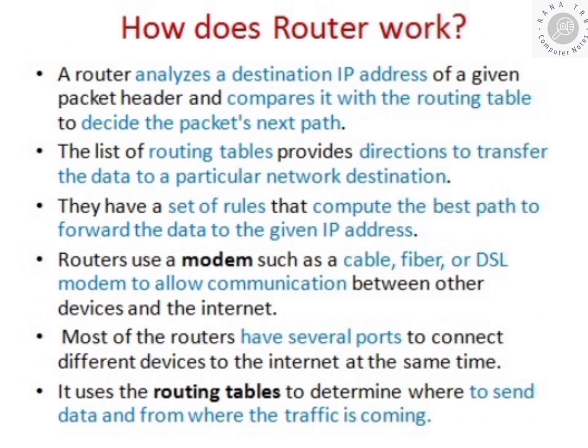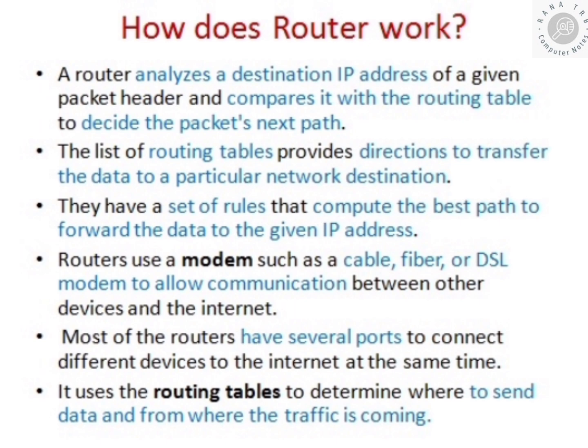First, the router analyzes the destination IP address in the given packet header and compares it with the routing table to decide the packet's next path. This routing table provides the direction to transfer the data to the particular network destination. The routing table has a set of rules that compute the best path to forward the data to the given IP address. Finally, the router uses a modem such as a cable, fiber or DSL modem to allow communication with other networking devices.